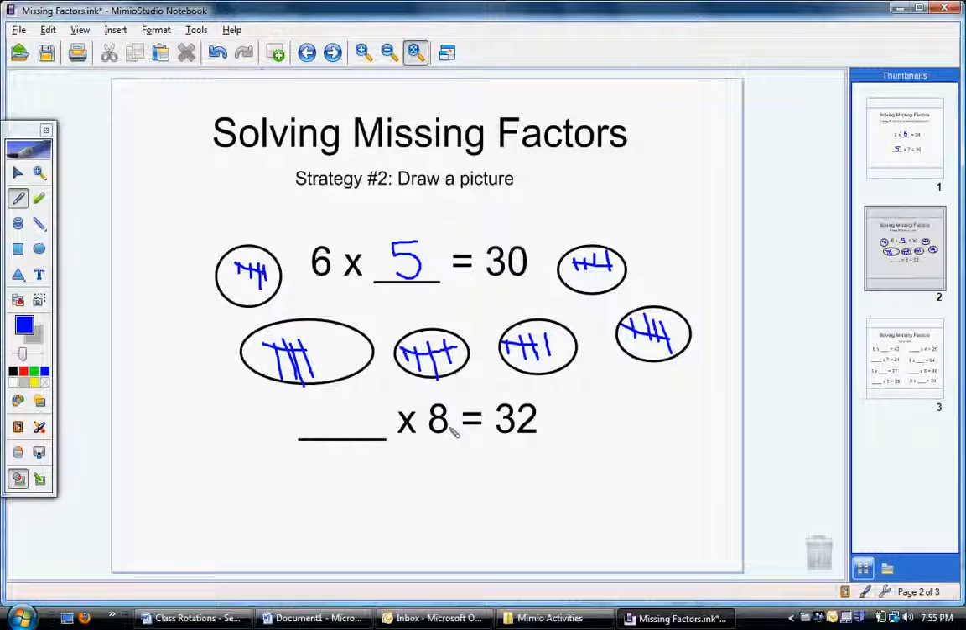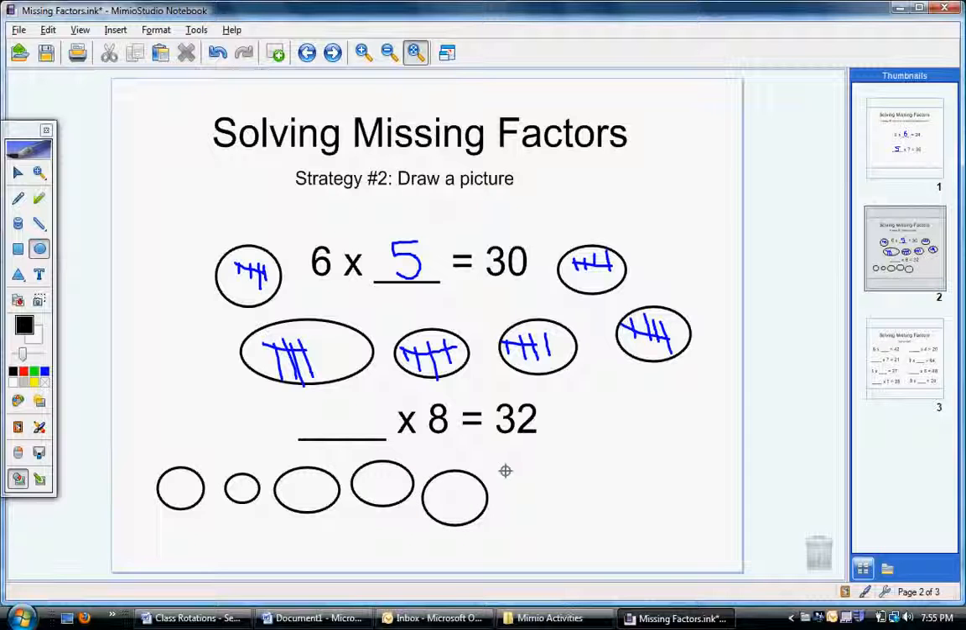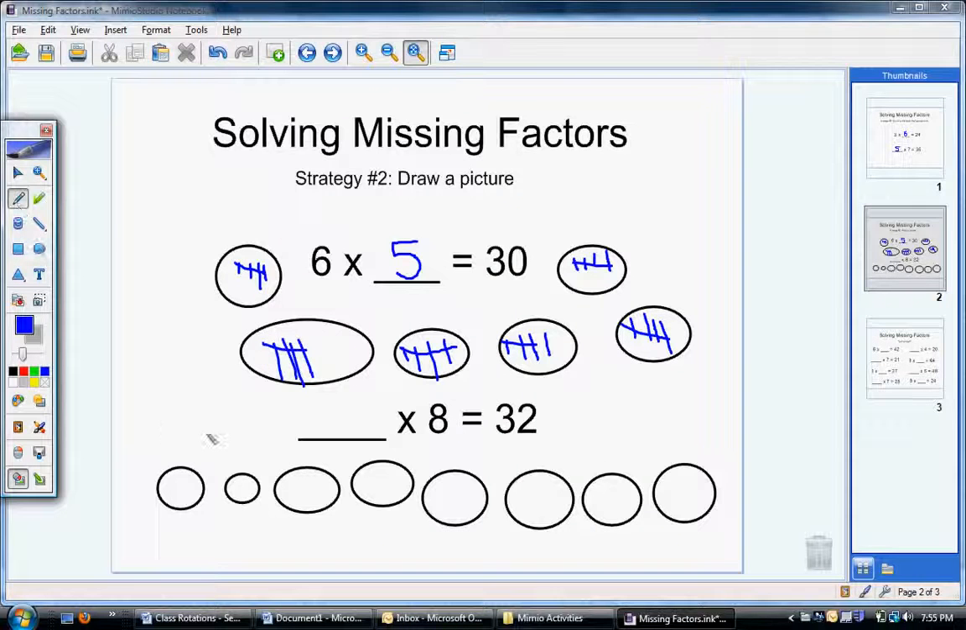I could do the same thing here. I know that with multiplication, it's adding the same number over and over and over again. So if I take a number and add it together 8 times, I'm going to end up with 32. So I can start by drawing those 8 circles, 1, 2, 3, 4, 5, 6, 7, 8, because that's the factor that I do know. And I want to take my 32 tallies and share them equally in these 8 circles.